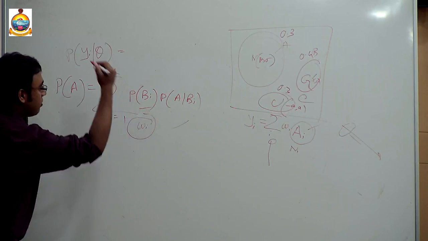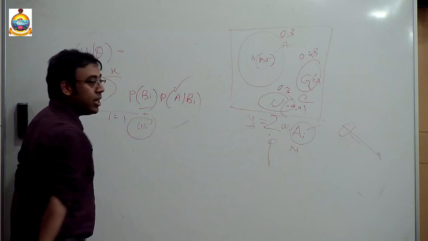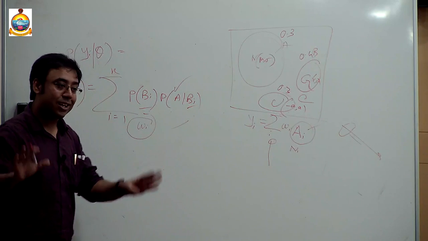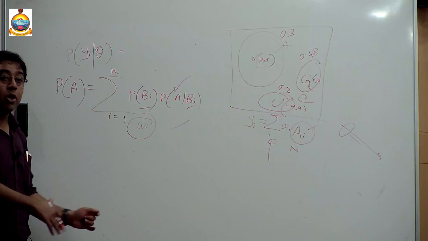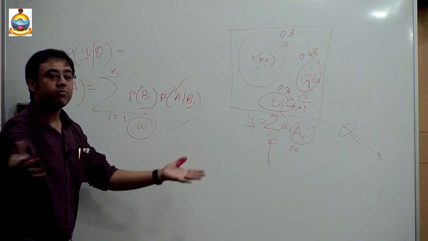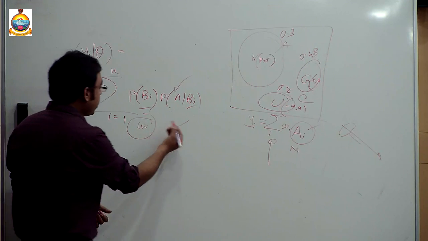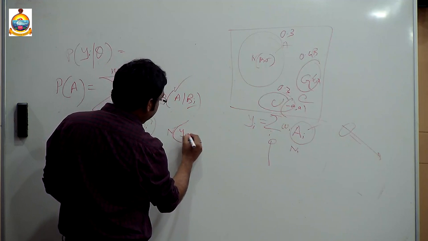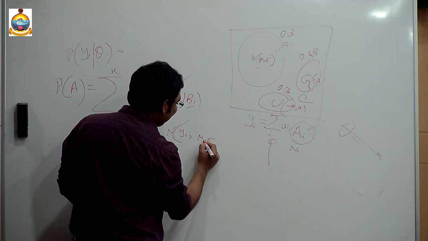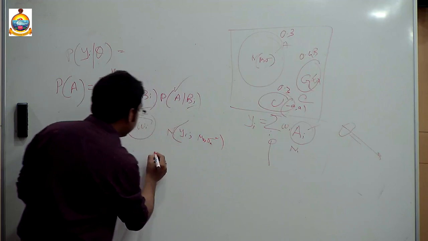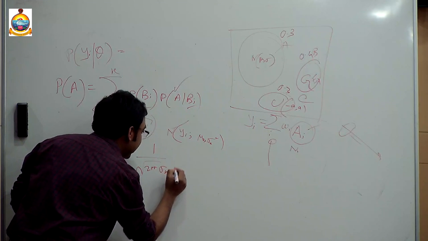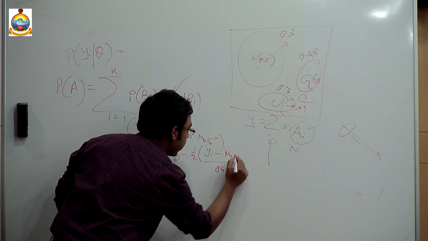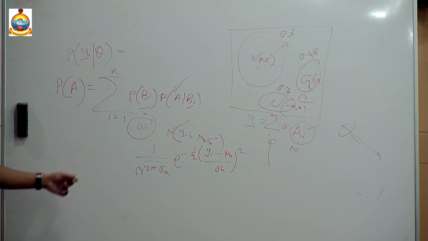So this was the prior probability of each class, and this is the probability that the object belongs to this class. Because B_i is the condition, B_i is the class, this is actually the probability density function of that class. If this is a normal distribution, you can write it as normal of y_i given the parameter set mu_k, sigma_k squared: 1 by root 2 pi sigma_k, e to the power minus half, y_i minus mu_k by sigma_k, whole squared. So this is just the normal distribution's probability.